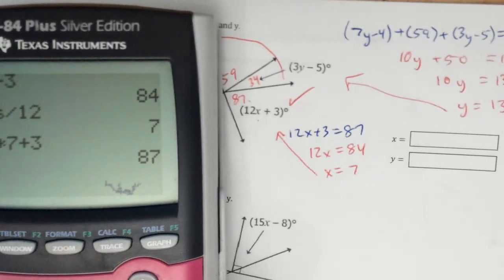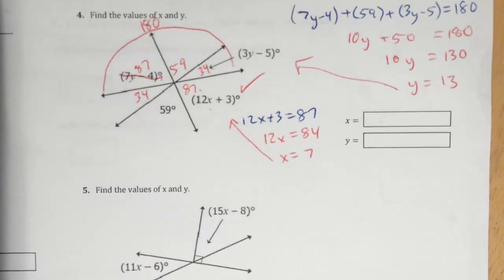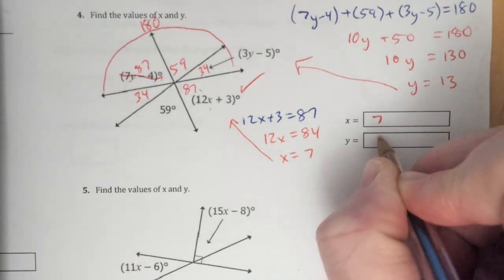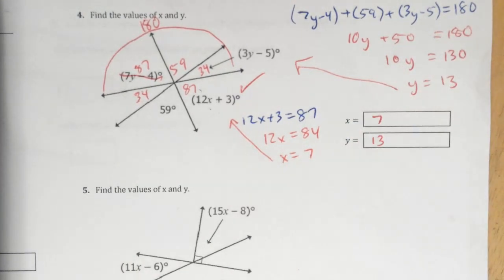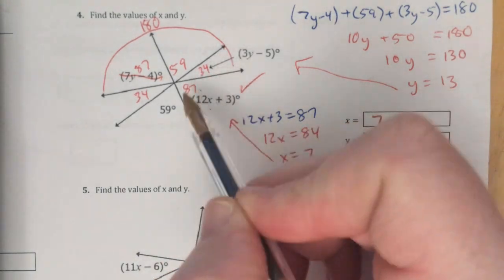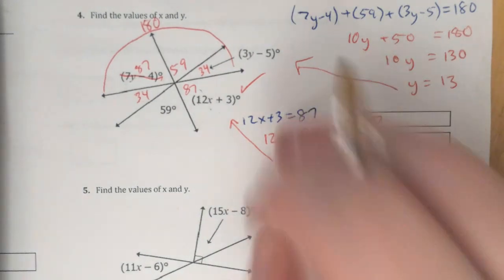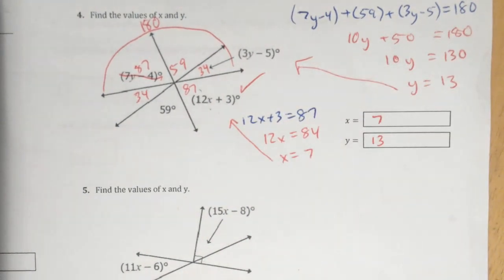Awesome. And what is always your final step? Answer their question. They wanted x, which was 7, and they wanted y, which was 13. But you know me, I'm a tricky bugger. I would totally have asked you, like, hey, what's angle ABC and 34? You know, just be careful. Awesome. But we've answered everything they wanted. Fabulous.